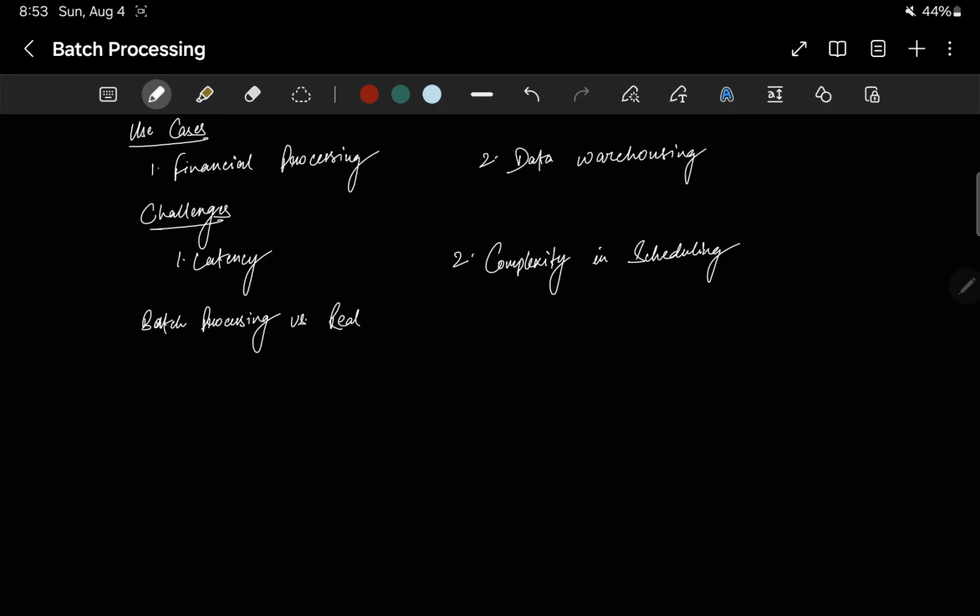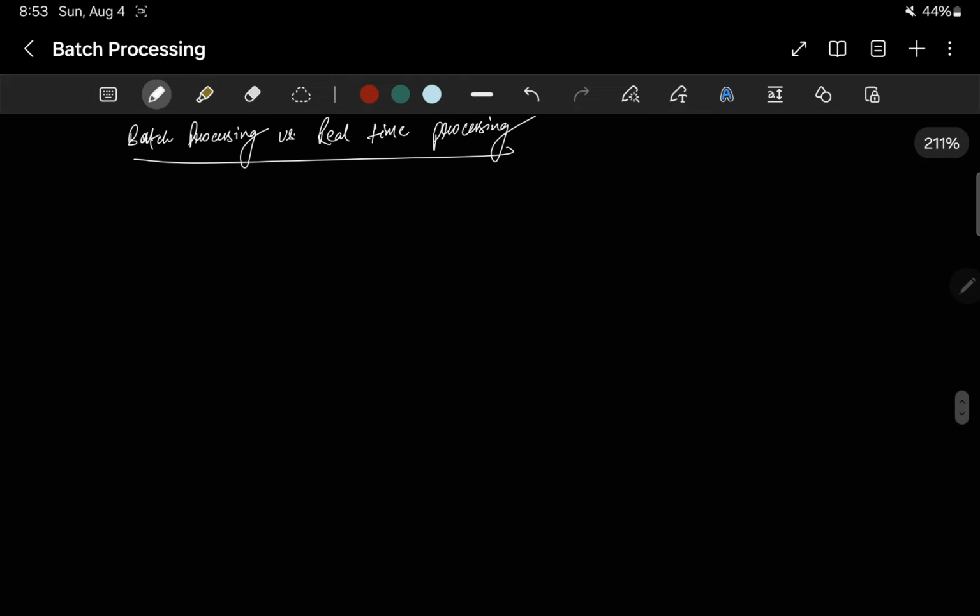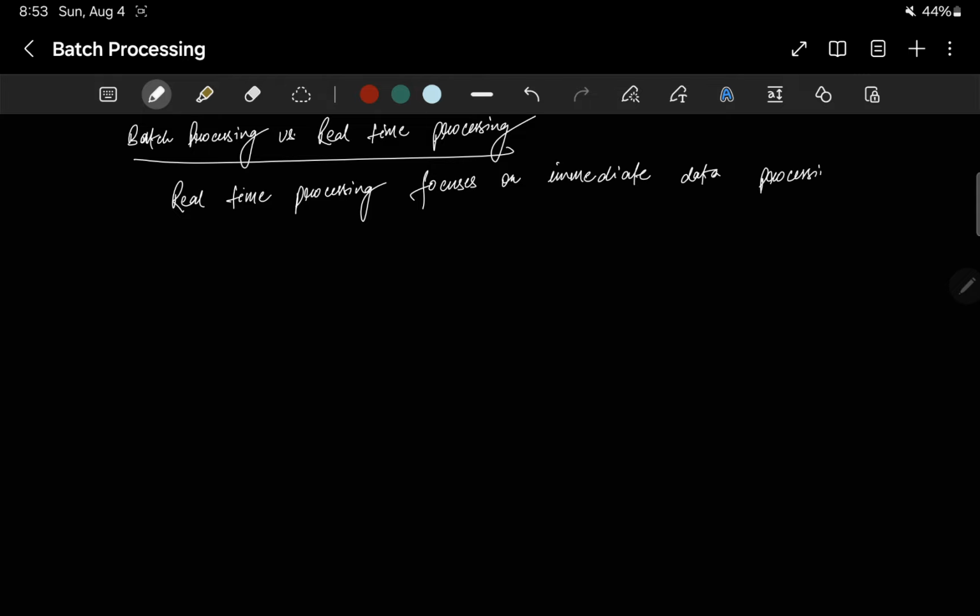Batch processing versus real-time processing. Real-time processing focuses on immediate data processing and response. Okay, if I have to write it down, I'll say real-time processing focuses on immediate data processing and response.